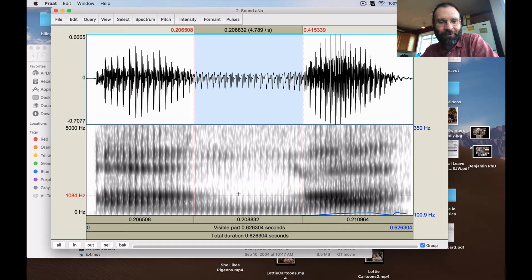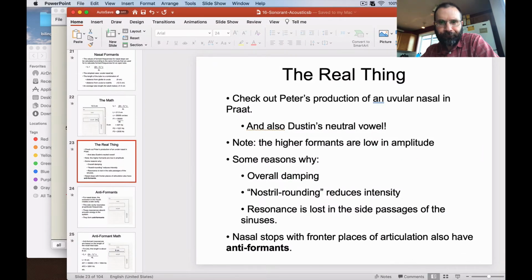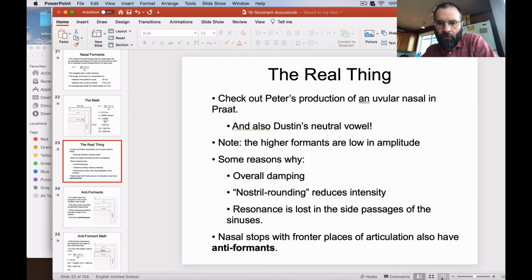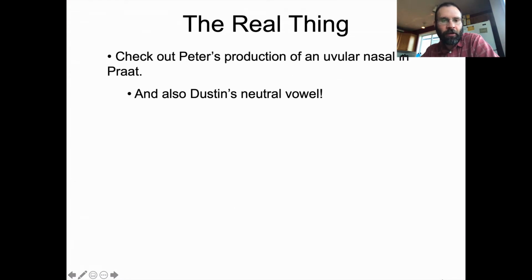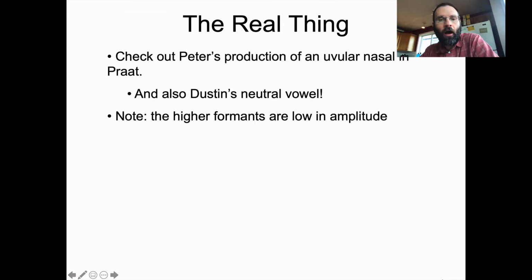the other formants are not very prominent at all. We get a weaker F1, which is lower in frequency than we'd expect for a vowel, and then our higher formants just kind of fade out. So what's up with that? There is a phenomenon going on here. So there's a couple things going on.